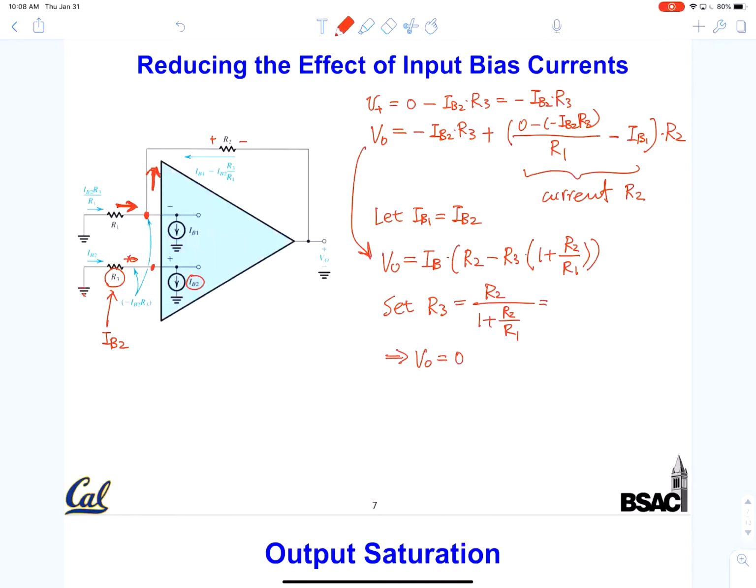You can further optimize this. This is R1 R2 divided by R1 plus R2. You recognize this is simply the parallel combination of R1 and R2. So it's kind of interesting. You choose this new resistor equal to the parallel combination of R1 and R2. You largely cancel out the output voltage offset due to this finite current, okay?